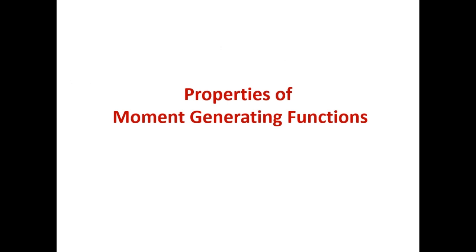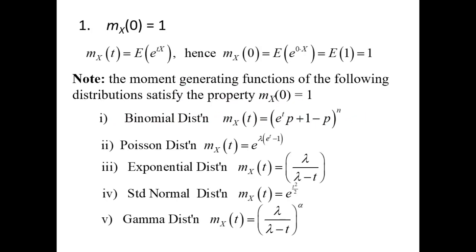Now we can see some properties of the moment generating function. Property number 1: M_X(0) is equal to 1, that is, M_X(t) with t equal to 0. We get the expectation of e raised to 0 times X, that is the expectation of 1. The expectation of a constant is equal to 1, that is a property of expectation. This property is satisfied by the binomial distribution, Poisson distribution, exponential, standard normal, and gamma distribution, etc.